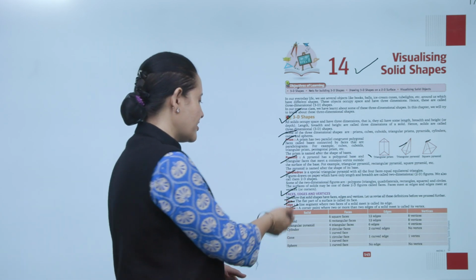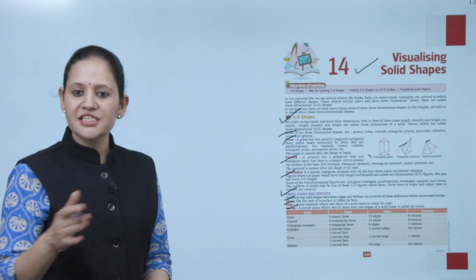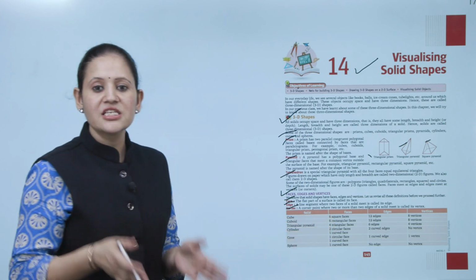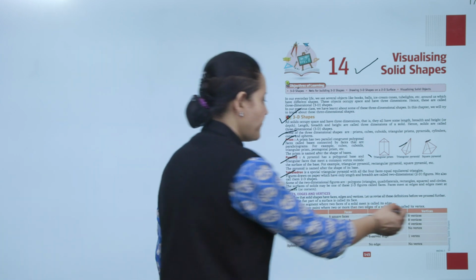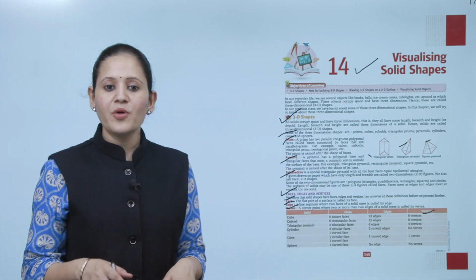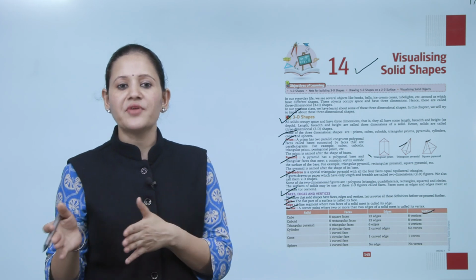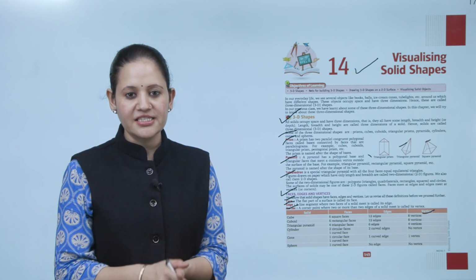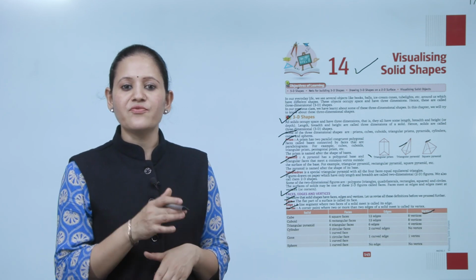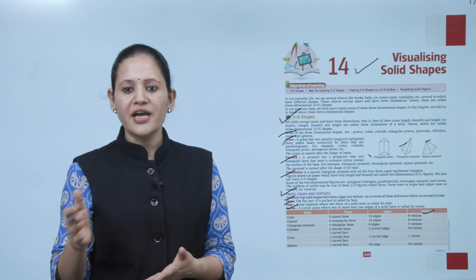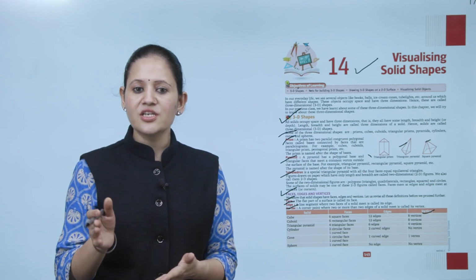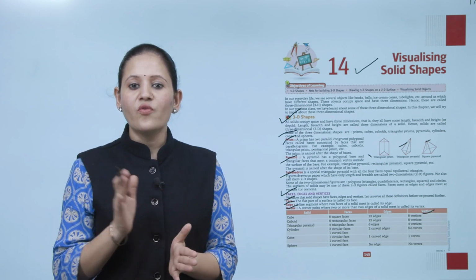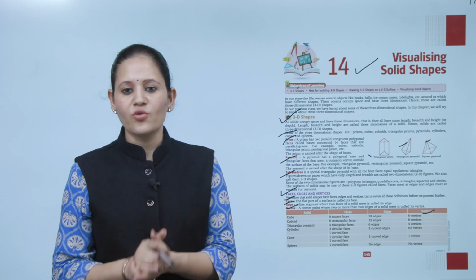So, here the solid shapes and their faces, edges, and vertices are given. Cube has 6 faces, 12 edges, and 8 vertices. Cuboid has 6 faces, 12 edges, and 8 vertices. Triangular pyramid, 4 faces, 6 edges, and 4 vertices. Cylinder, 2 circular faces and 1 curved face, and 2 curved edges and no vertex. Cone, 1 circular face, 1 curved face, 1 curved edge, and 1 vertex. Sphere, 1 curved face, no edge, and no vertex.